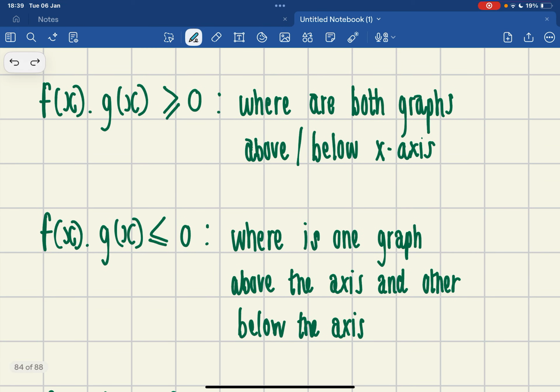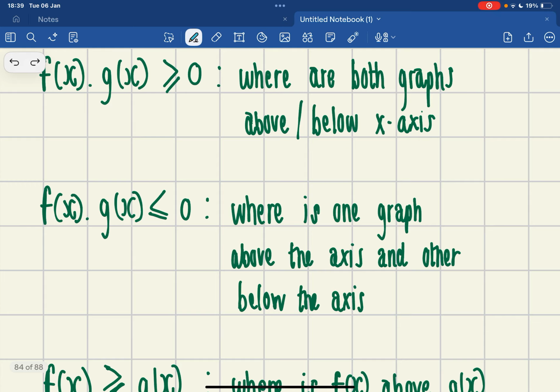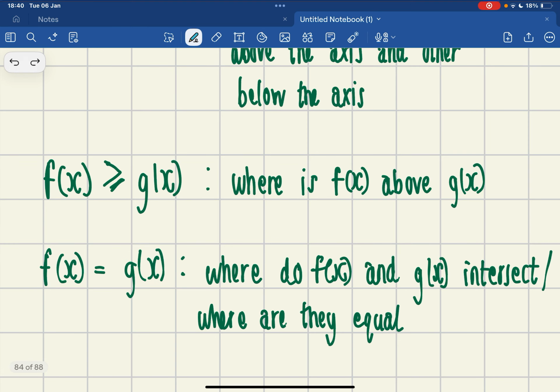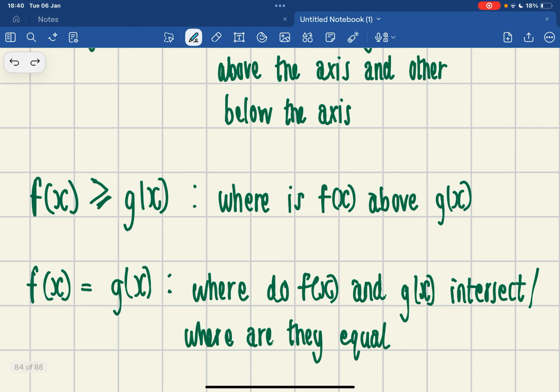Now, when they give you f of x multiplied by g of x is more than or equal to 0, this is basically where they ask you, where are both graphs above or below the x-axis? Where are they above the x-axis and where are they both below the x-axis at the same time? And then f of x multiplied by g of x is less than or equal to 0. Where is one of the graphs above the x-axis and the other one below the x-axis? And then you give me those x values. You'll see as we carry on and do more past paper questions, okay?